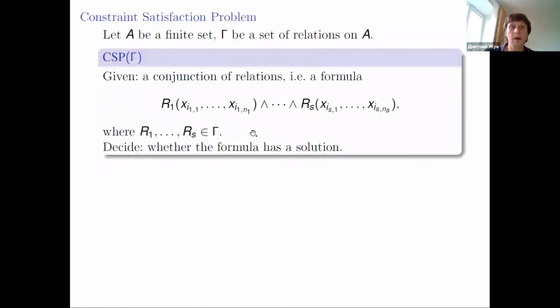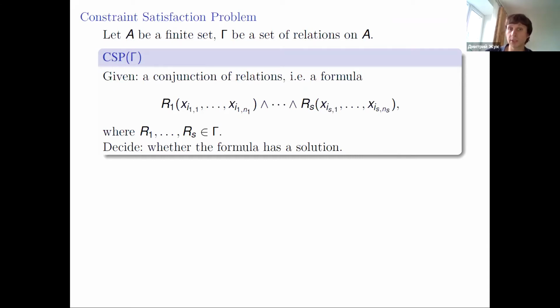Okay. Now I want to repeat the formal definition of constraint satisfaction problem. Today I consider only constraint satisfaction problem on a finite set. So let A be a finite set, and let gamma be a set of relations on a set A. This gamma we call a constraint language. And then for every constraint language, we have a decision problem: given a conjunction of predicates where all the predicates are from gamma, we need to decide whether this formula has a solution, whether this formula is satisfiable.